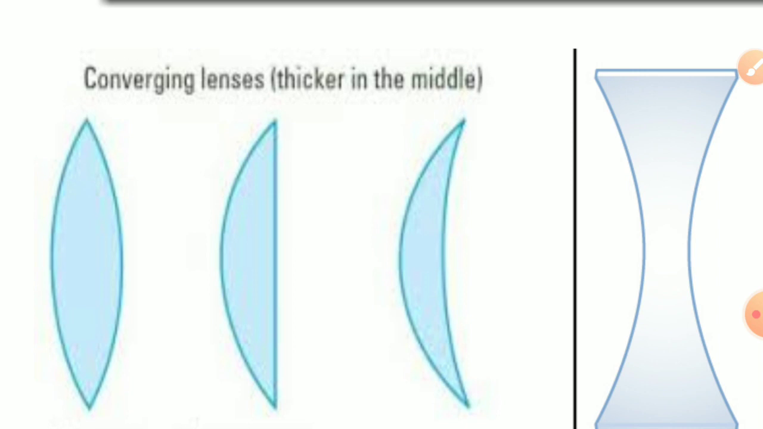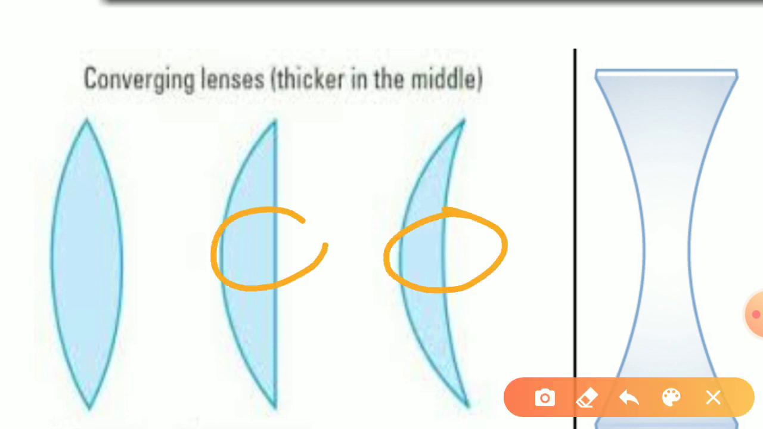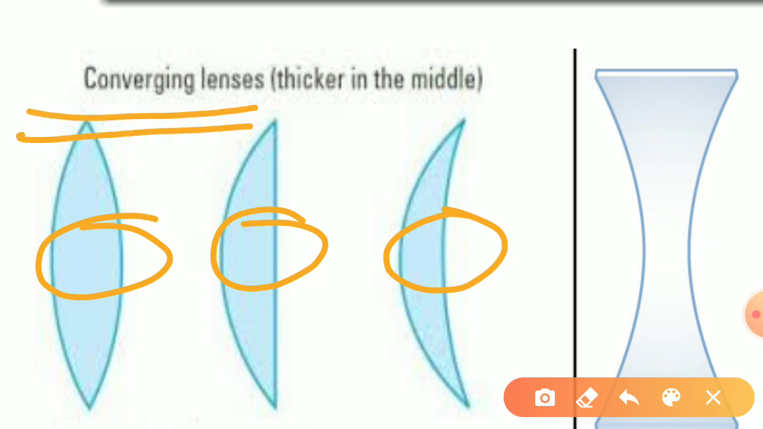To identify whether it is a converging lens or not, the main identification is that a converging lens, or a convex lens, is thicker in the middle part. Here it is thicker, here it is thicker, here it is thicker. So a lens having a thicker middle part behaves like a converging lens.